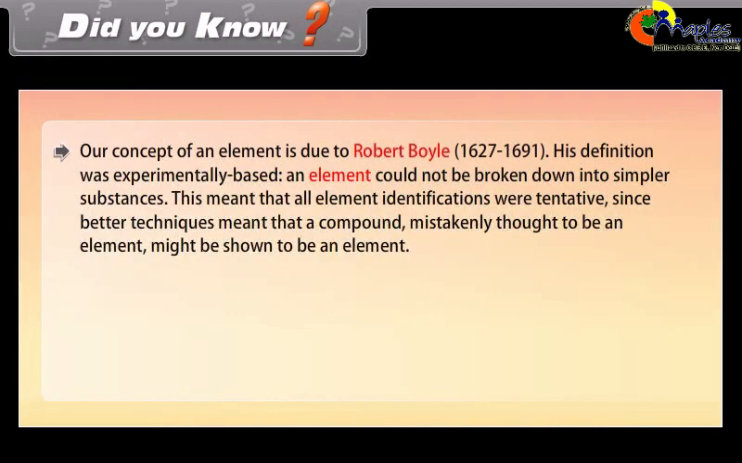Did you know? Our concept of an element is due to Robert Boyle, 1627 to 1691. His definition was experimentally based. An element could not be broken down into simpler substances. This meant that all element identifications were tentative, since better techniques meant that a compound, mistakenly thought to be an element, might be shown to be an element.